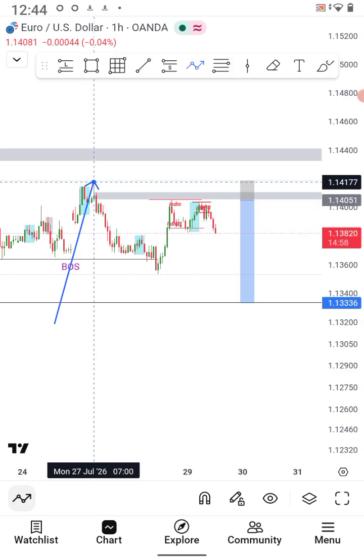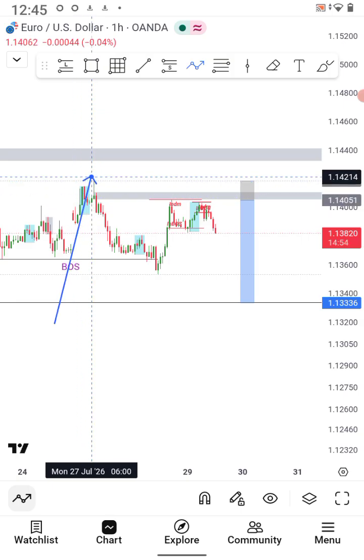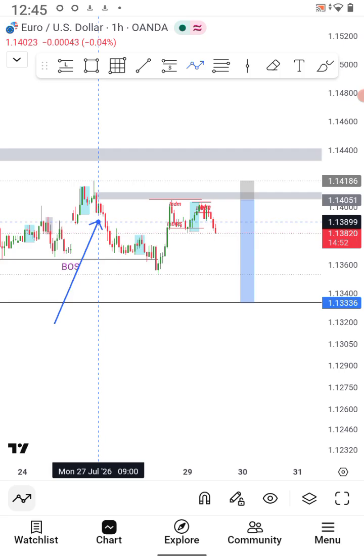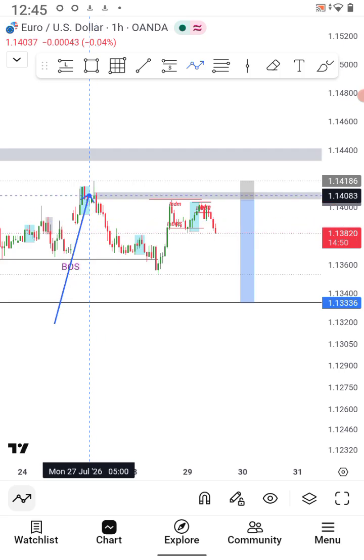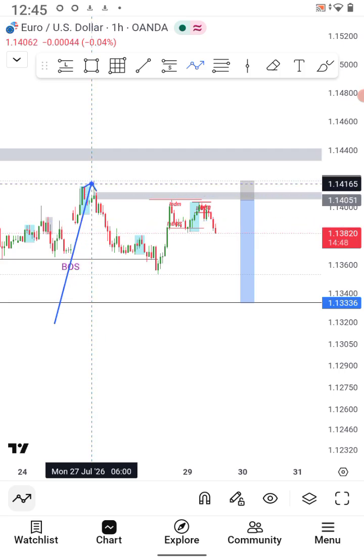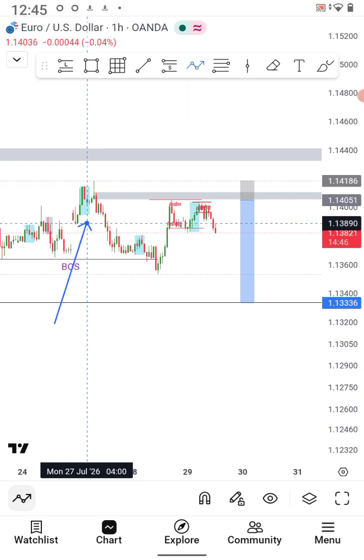Are you seeing it now? Sometimes it may not have a wick. Sometimes it could be a full body candle, but it went up and then another sharp move down. Are you seeing it now? If you go to a lower time frame, this will look like an order block there.